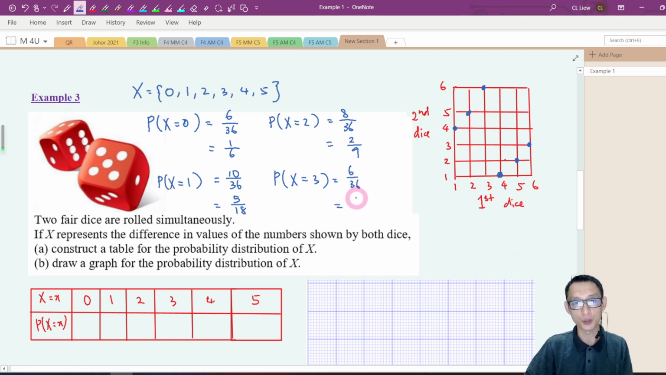If I simplify, you will get 1 over 6, dividing 6 by 6 and 6 by 6. Okay, I have 2 more left. Let me do it over here.